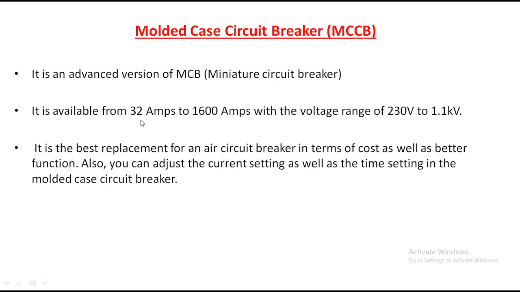It is available from 32 amps to 600 amperes, with a voltage range of 230 volts to 1 kV. So this range is high, that is 230 to 1 kV voltage, and the current is 32 amperes to 600 amperes. But if you observe, the miniature circuit breaker consists of only 0.5 amps to 160 amps. That's why it is an advanced version.